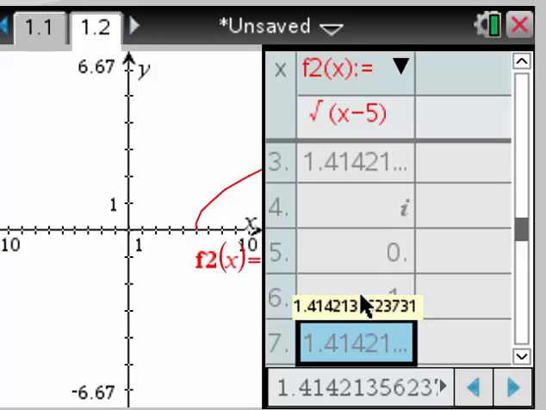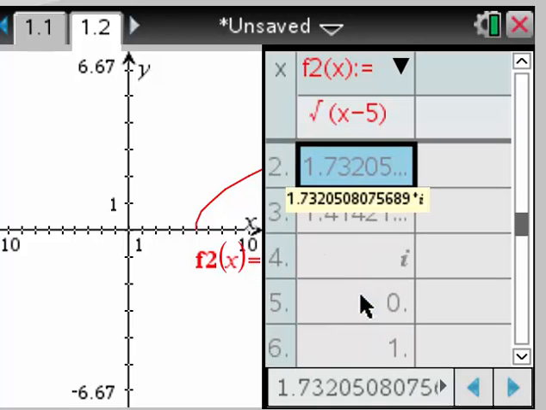And when x equals 7, we have 1.141421..., which is irrational. So we could also have those values. So the answer that does not lie in the domain is the number 2, choice 2.